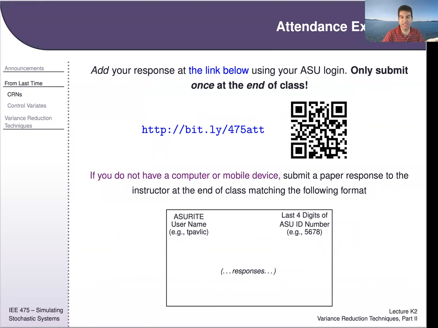All right, so let's do a quick attendance exercise. I will put the link in the chat. The question I have for you is, what type of statistical test do you use with CRNs, at least when comparing two simulation models? There's a particular statistical test that you are licensed to use for CRNs, but not for independent replications. If you're using CRNs with two models, this is the one to use. So which one is that? That's your attendance question.